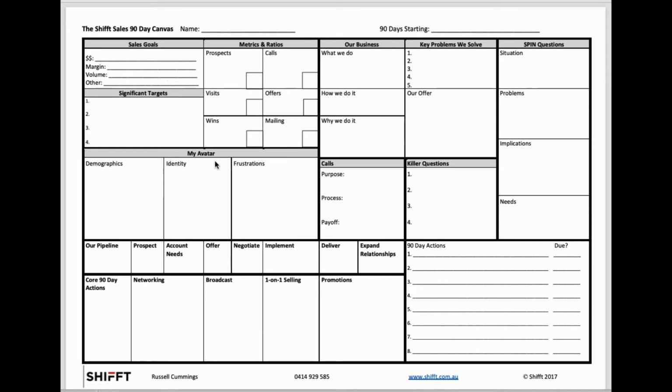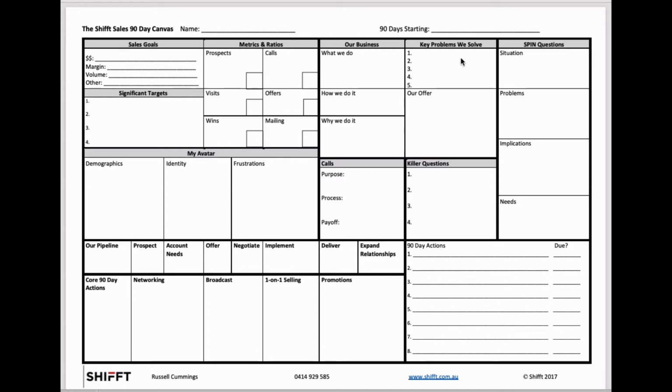Really important you understand who your target market is, so your avatar. What are the demographics that describe it? What's the identity? That sort of stuff. You'll find there's a video on avatars on the Shift website that'll step you through this process. You just want to put the key points here. All right. So once we've got our avatar, then we can move over here and say, our business, what is it we do? How do we do it, and why do we do it? You want to have some of those things mapped out so you're really, really clear.